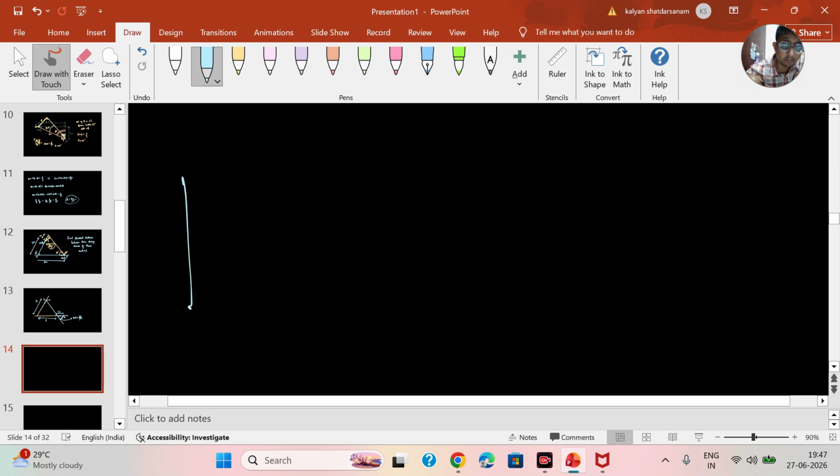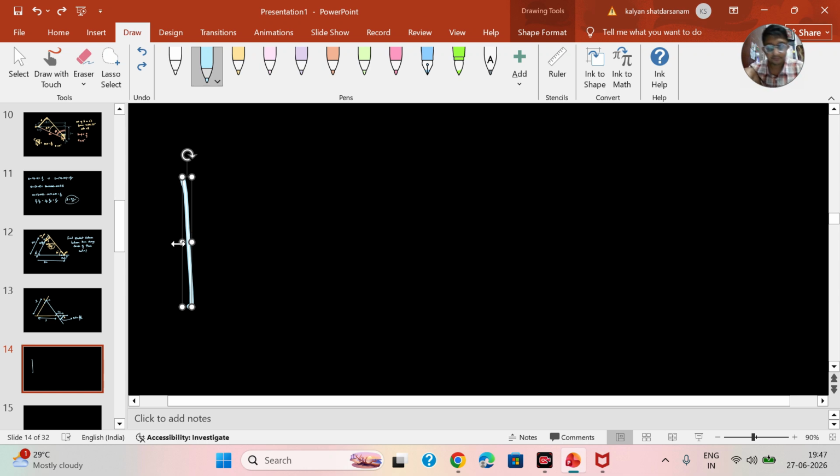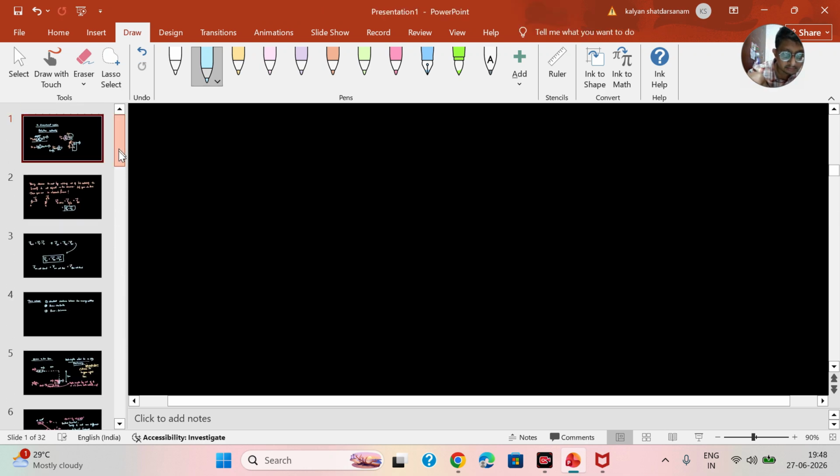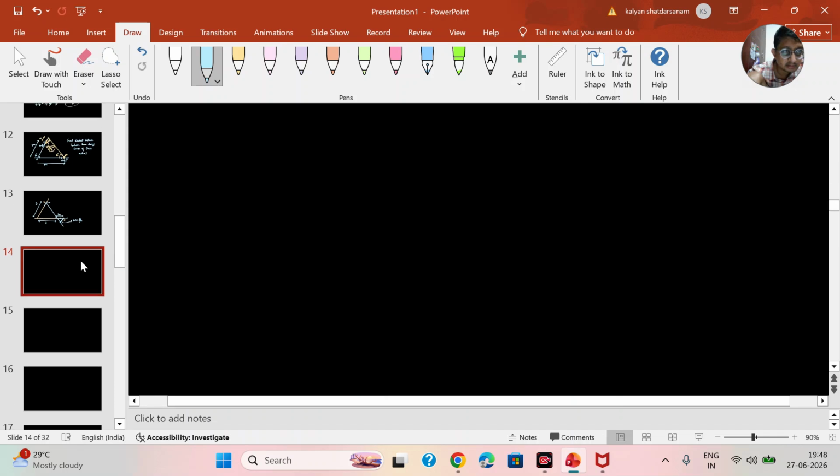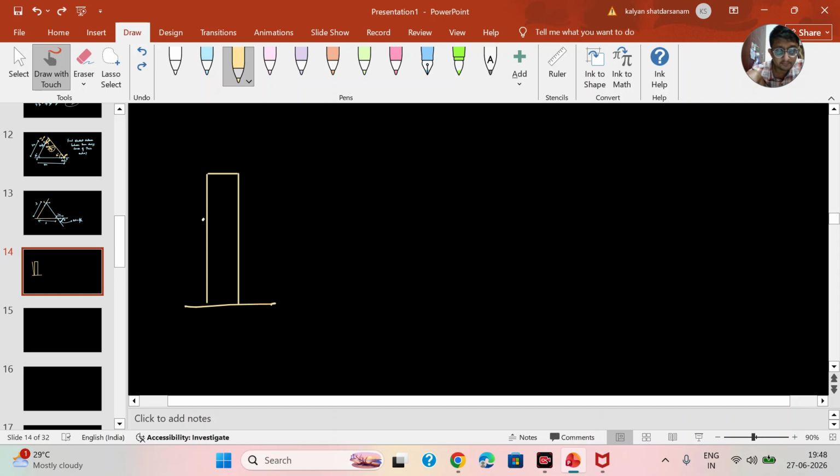I'll give another question. Very interesting question. This is a bit more involved, as in a couple of extra concepts are there, but it's a very easy question, I'm telling you, if you think about it. There is a building like this. Let me draw it properly. Yeah, this building height is h.